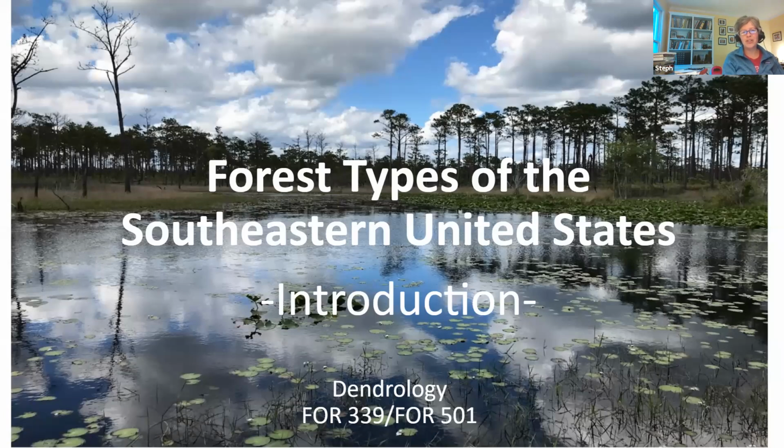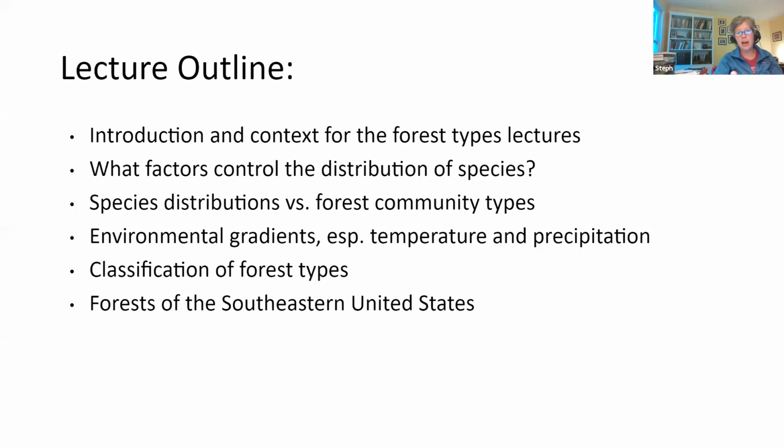So we're going to start with a little bit more specific focus on the southeastern United States, and then we will broaden our focus to look at forest types of North America. So today I want to talk about the context for that and why this is important as part of our study to be dendrologists. And then I want you to think about and learn about what factors control species distributions, and then how we can use that to also predict community types.